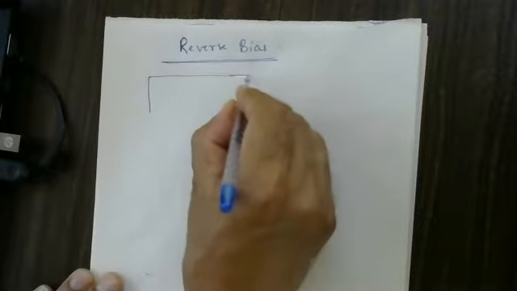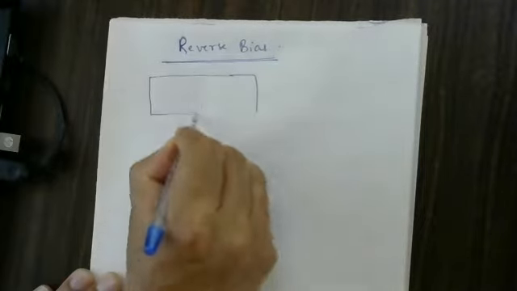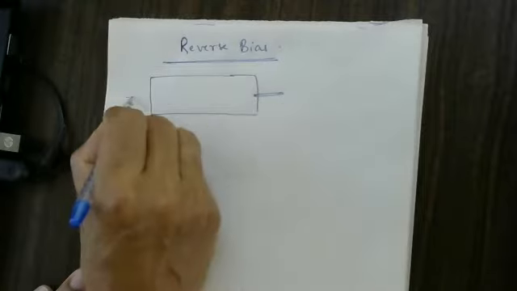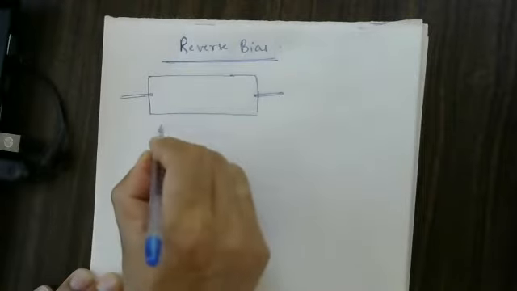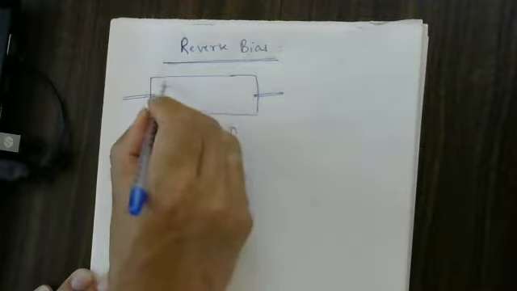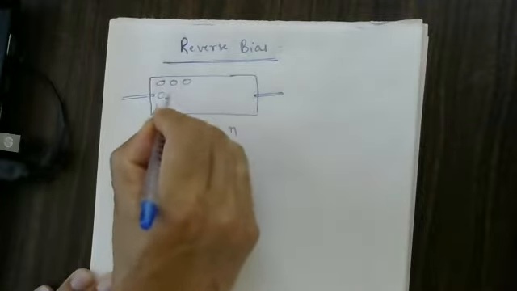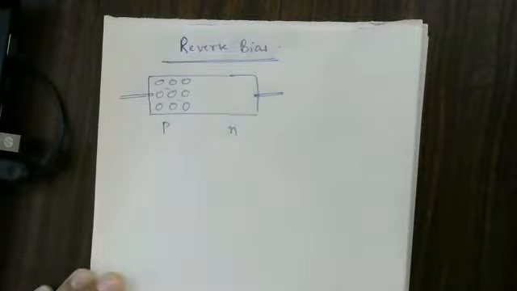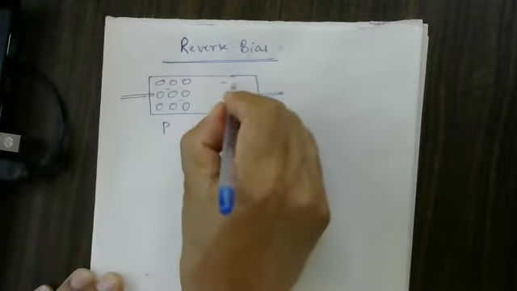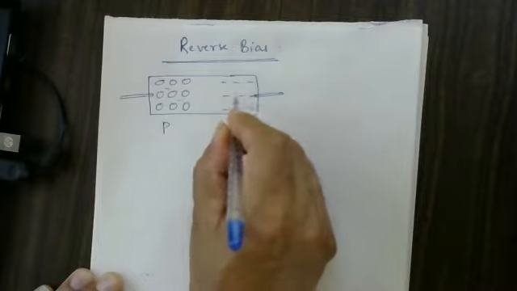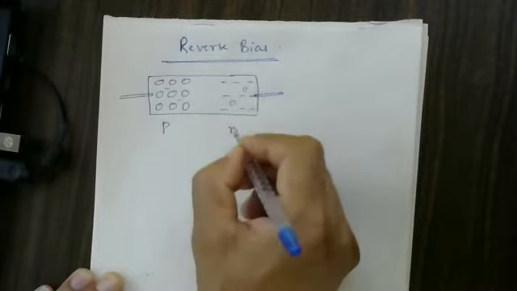This is the PN junction. This is the aluminum wire for the electrical connection. This is P variety and this is N variety. Here, majority charge carriers are holes. Minority charge carriers are electrons. Here, majority charge carriers are electrons because it is N variety. Minority charge carriers are holes.